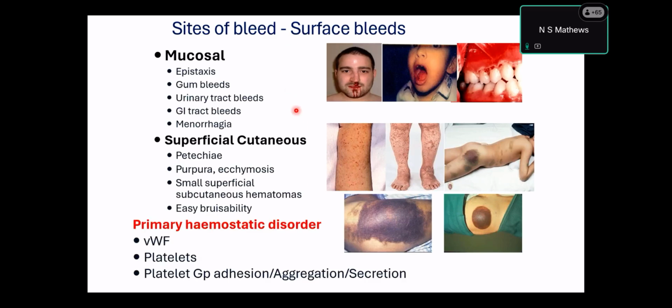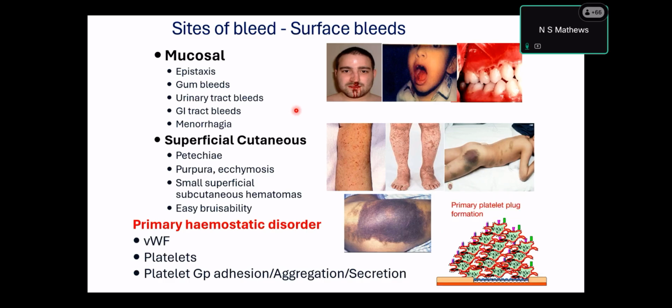which means there is something wrong with your von Willebrand factor or your platelets, either directly or something to do with the platelet glycoprotein in terms of adhesion, aggregation, or a secretion defect of the platelets. So surface bleeds, primary hemostatic disorder. So that's your primary platelet plug. I will come to that a little later.